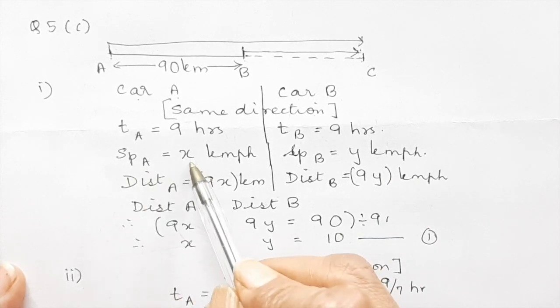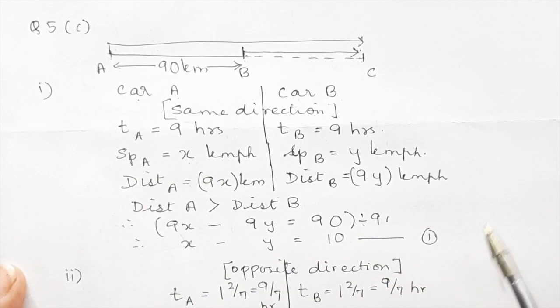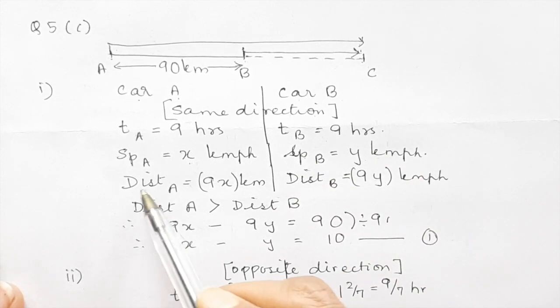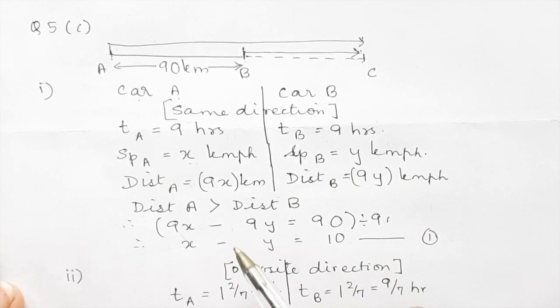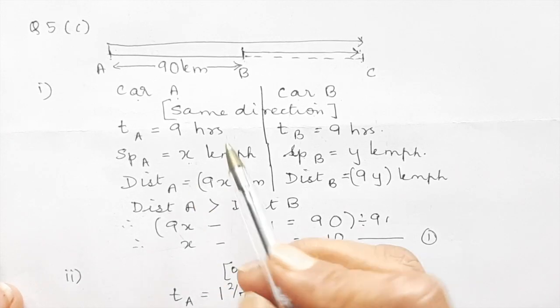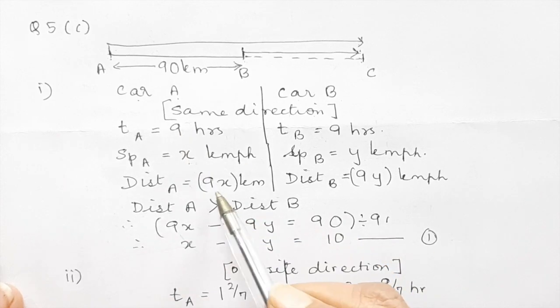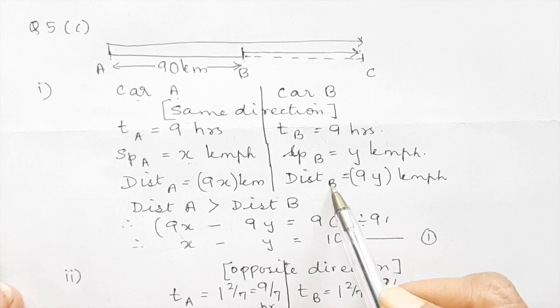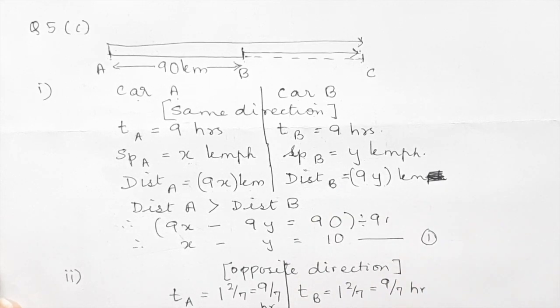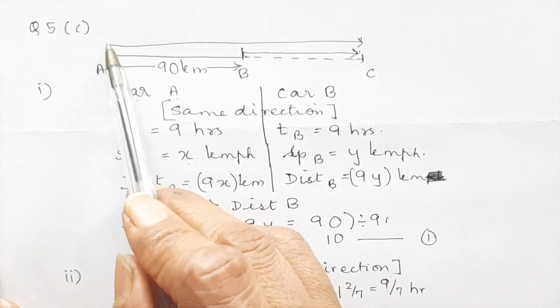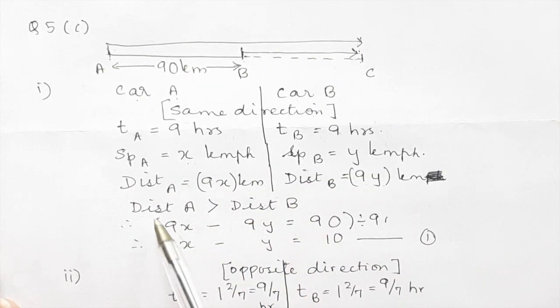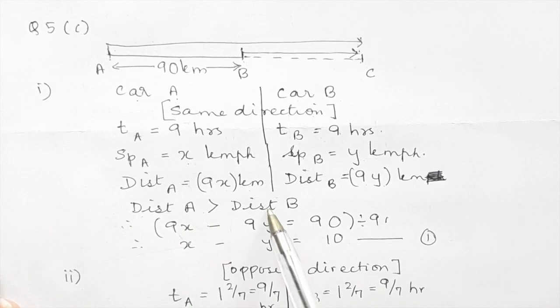The speed of A, let us say it is x kilometers per hour, and speed of B, let us say, is y kilometers per hour. Now distance is equal to speed into time. We have done that even in physics, right? So distance becomes this into this, so that is 9x kilometers. And the distance for car B will be 9 into y kilometers. The car from A travels more distance than the car from B, so I'll write distance A is greater than distance B.